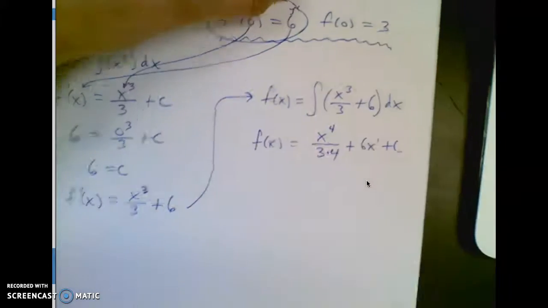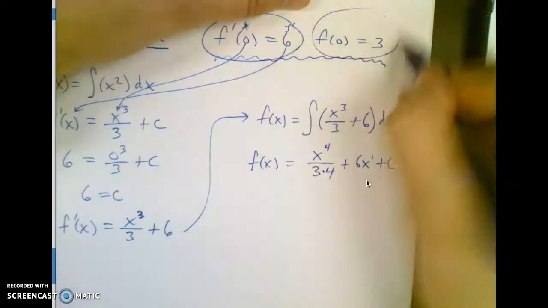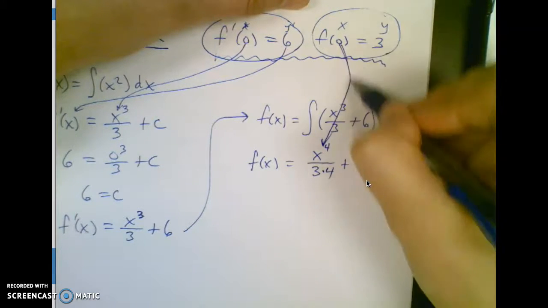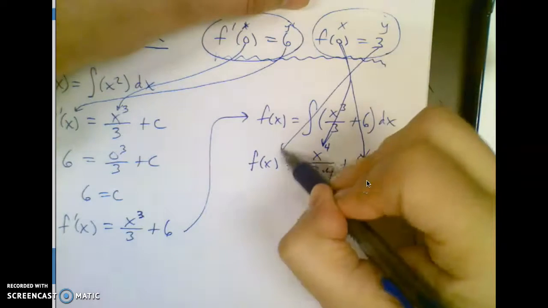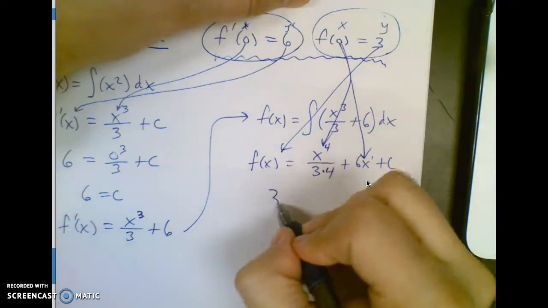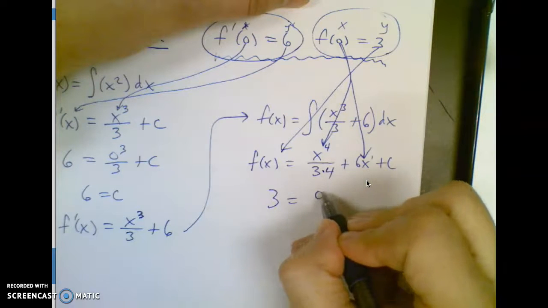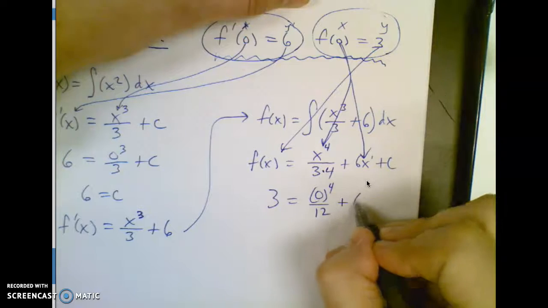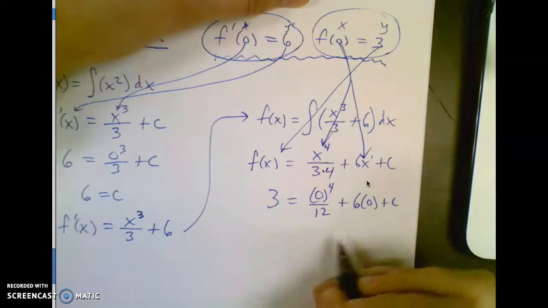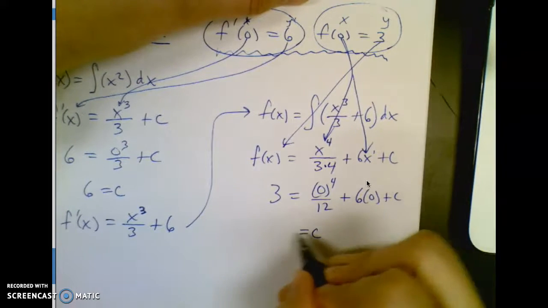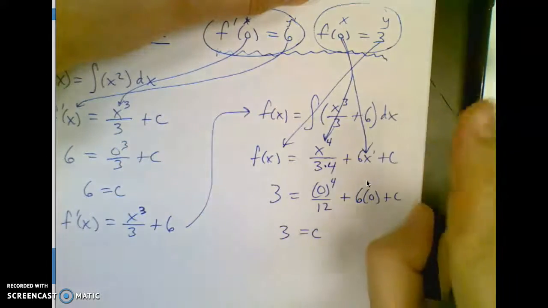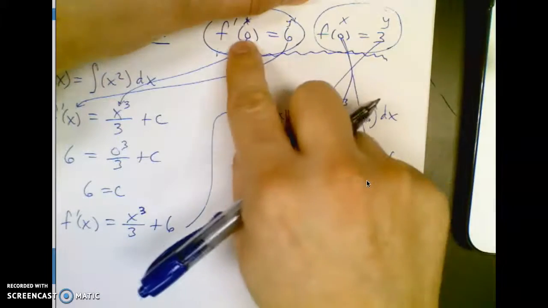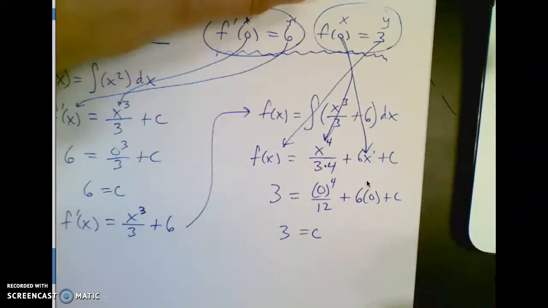And now I finish the problem off with my other tidbit of information. Here's my x, here's my y. I'm going to plug in a 0 here and a 3 there. So 3 equals 0 to the fourth over 12 plus 6 times 0 plus c. Is it always going to just equal the number? The answer is yes if it's a 0 in there. We saw in our first problem the number didn't equal c when it wasn't a 0 for x.